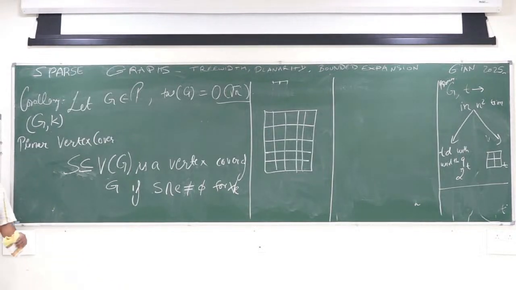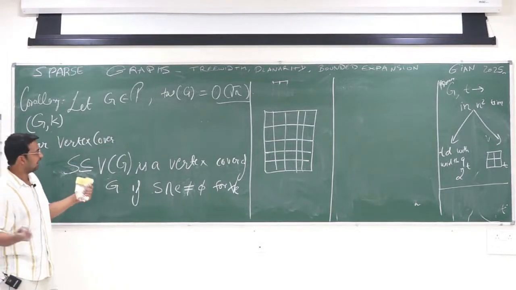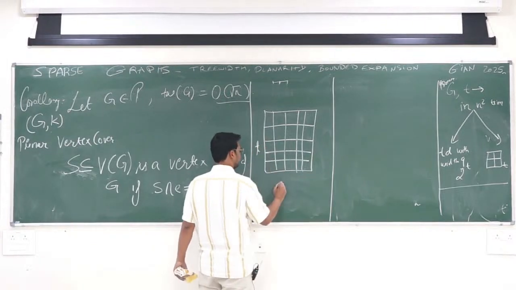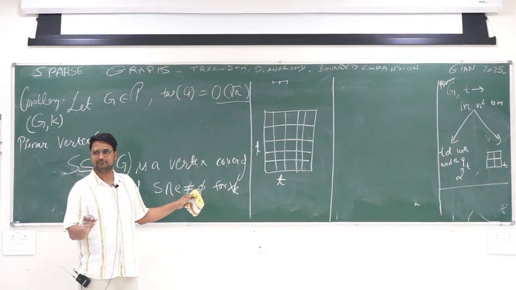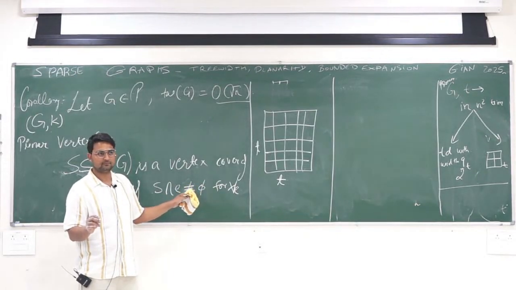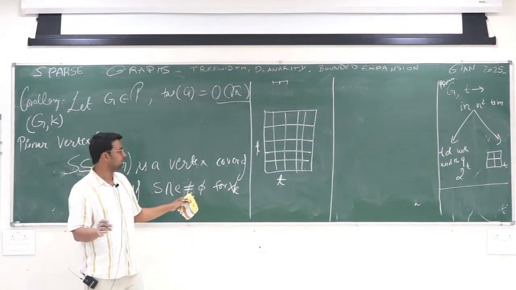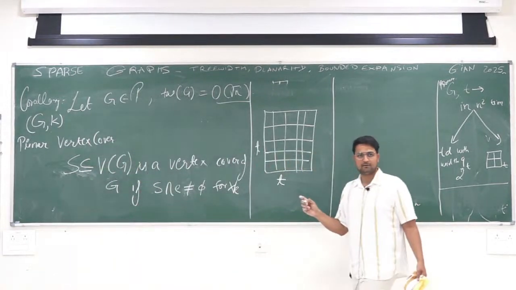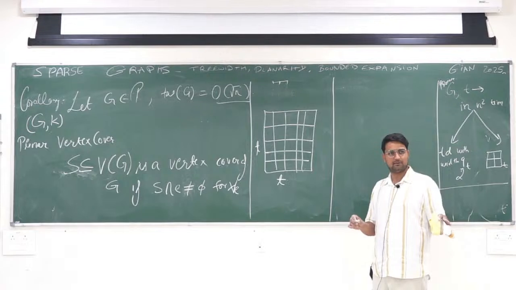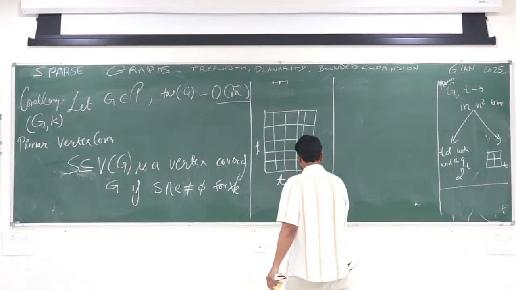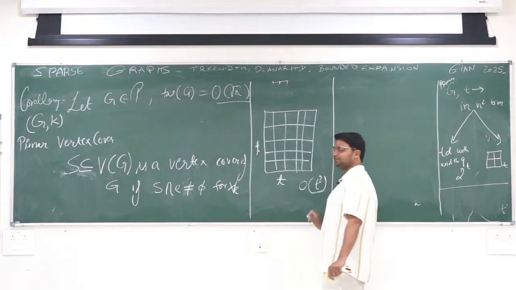Planar vertex cover is when my input graph G is restricted to be planar. You want to find a vertex cover of a planar graph. Okay, immediate observation. I have a T by T grid. Roughly, how much do you think should be the vertex cover of this graph? T by 2. T square by 4. Yes, so it's almost T square. Order of T square. We are more interested in order now. So it's order T square.